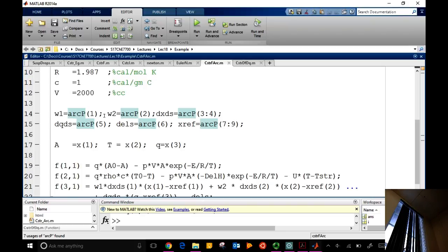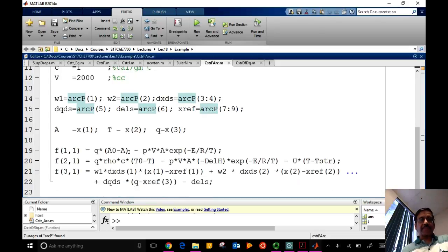And I have three functions. First two functions are exactly the same. The third function is the arc length equation that I have to establish. Again, there is no unique way of writing it. You can write it in a number of different ways because it is entirely up to you. You are defining it. What is the measure of an arc length?